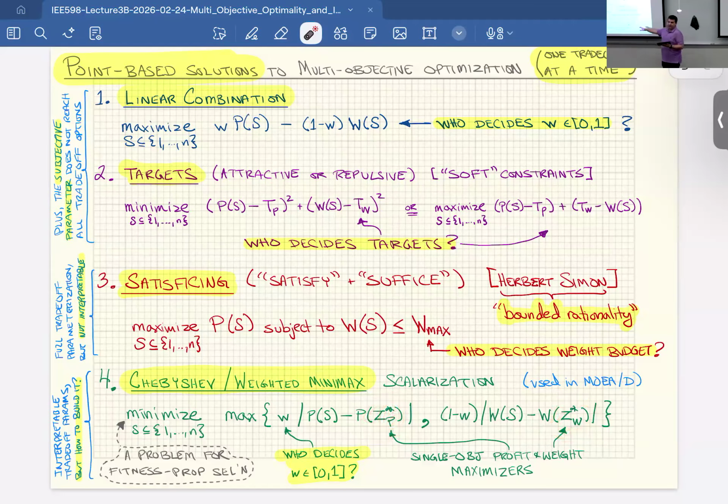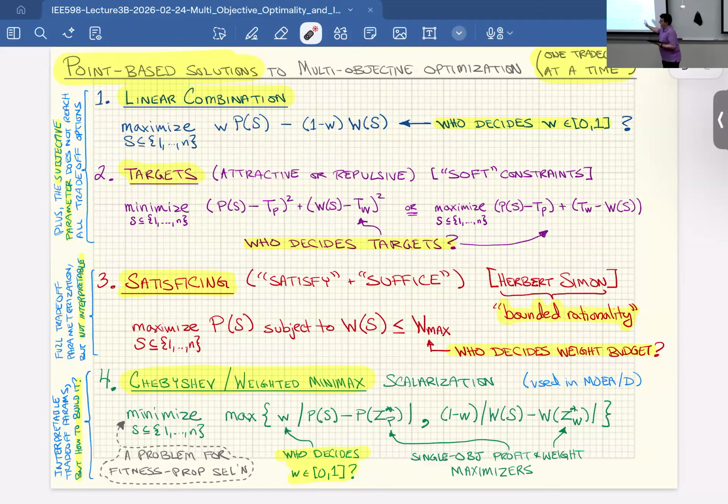But once I know that single objective one, then I can look at how far away my weight is from the optimal weight, and how far away my profit is from the optimal profit. And I can take that difference, and then I can scale it by some scalar, some W and 1 minus W. And then based on those weightings, I can take the maximum weighted difference. And the goal of Chebyshev scalarization is to minimize the maximum weighted difference.